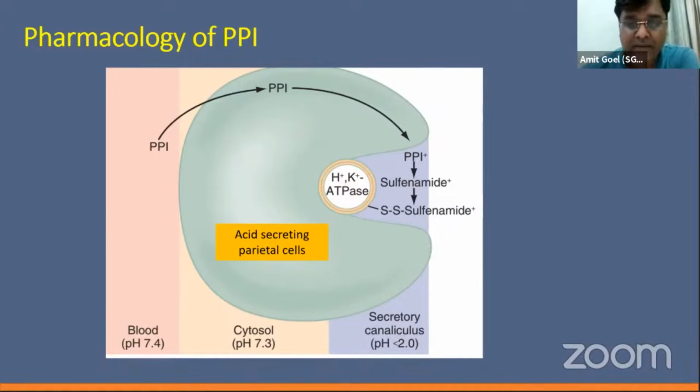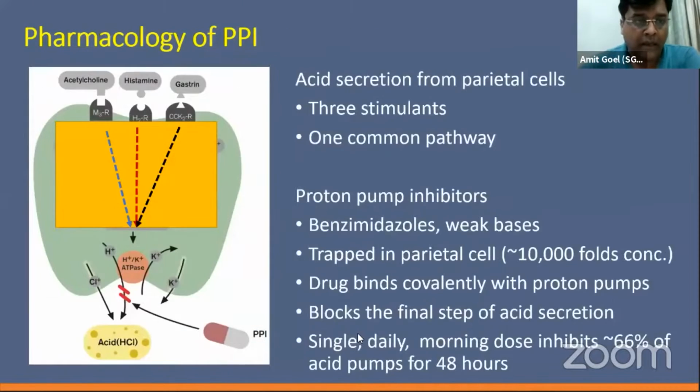And in the canaliculi, inside the parietal cells, the concentration of proton pump inhibitor can be up to 1,000 times as compared to serum drug level, 10,000 times or even higher. So that is very important: the drug is trapped inside the canaliculi once it reaches the parietal cell. I have intentionally obliterated some portion of the picture to avoid confusion.